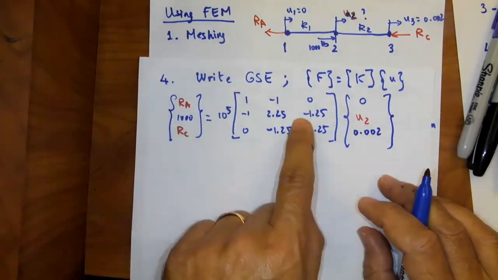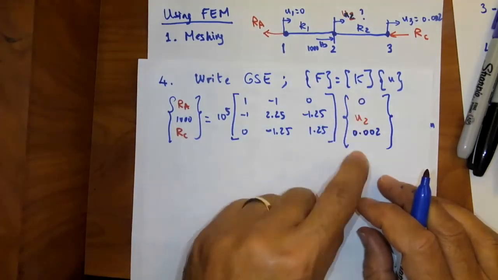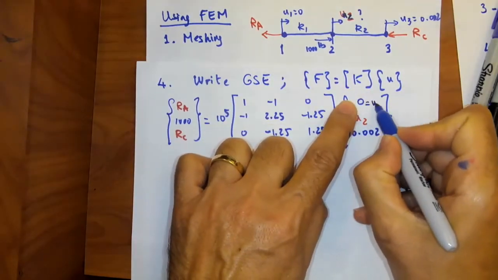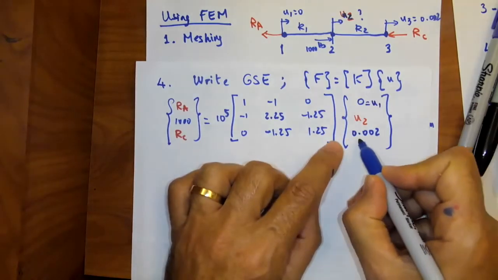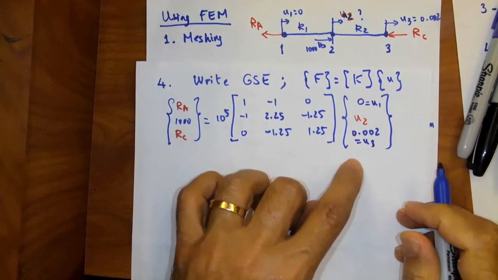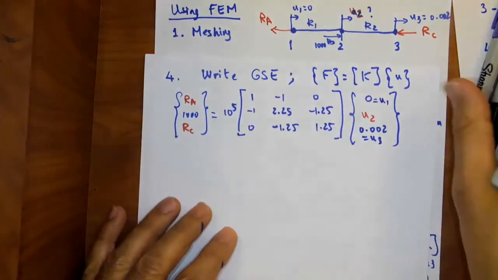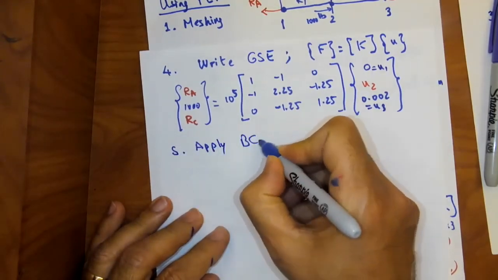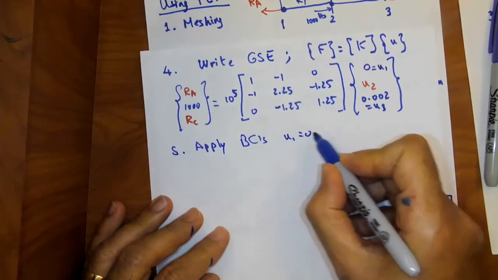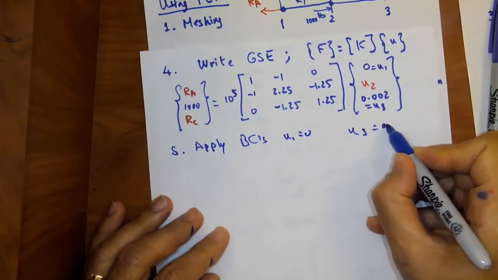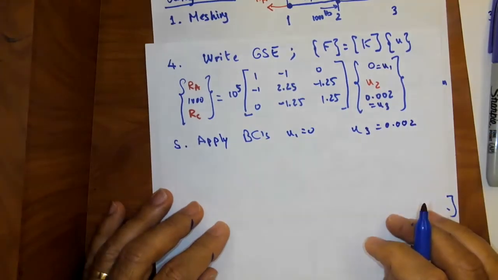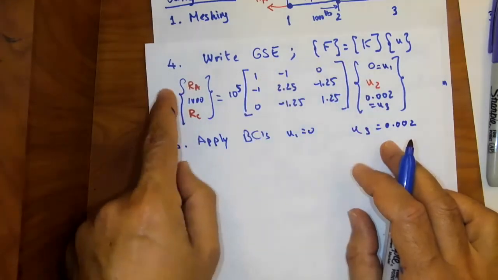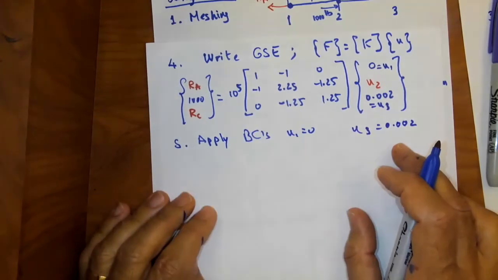I really did two steps here because I showed or applied my boundary conditions. So this 0 is U1 and this 0.002 is U3. So by giving them numbers, I really did step number 5, which is apply the boundary conditions. In this case, U1 equal to 0 and U3 equal to 0.002. Now, when I apply the boundary conditions, you look here carefully, I have 3 equations and 3 unknowns.